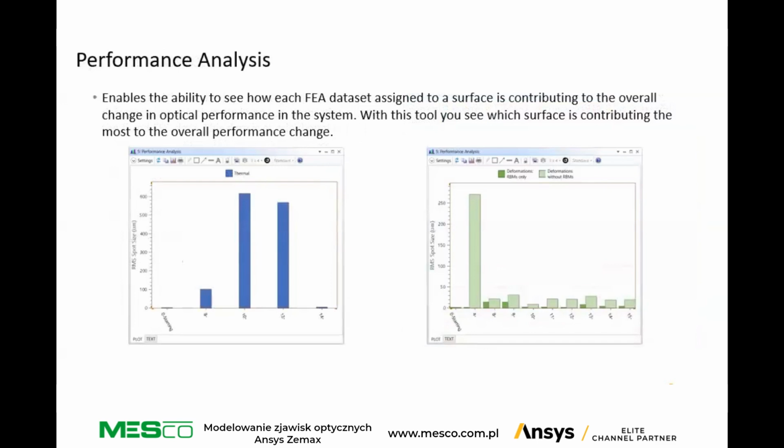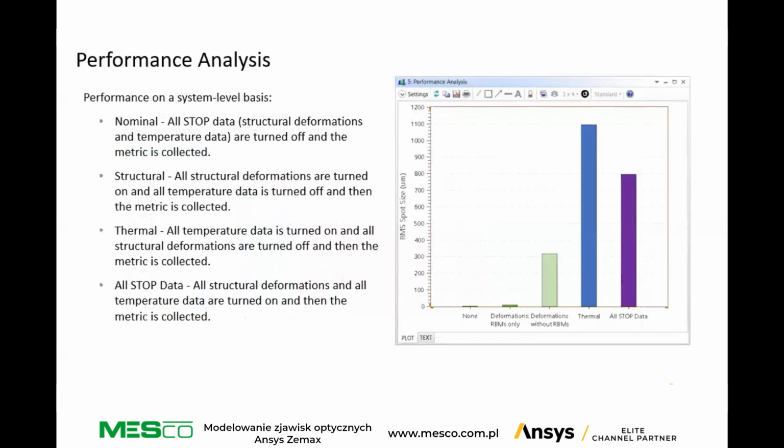And then there is also a performance analysis, and this is a tool that allows you to see how each surface is contributing to the overall change in the optical performance of the system. So with this tool, you will see which surface is contributing the most or the least to the overall performance change. And there is also a performance analysis on a system level basis. So you can check the nominal, the structural, the thermal, and all stop data.